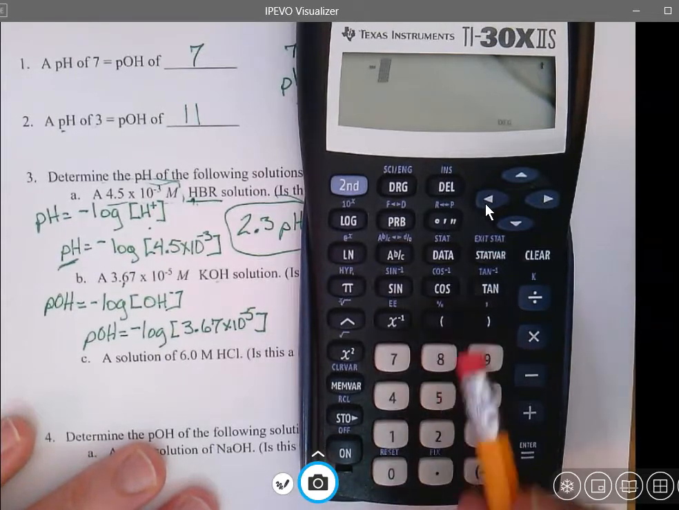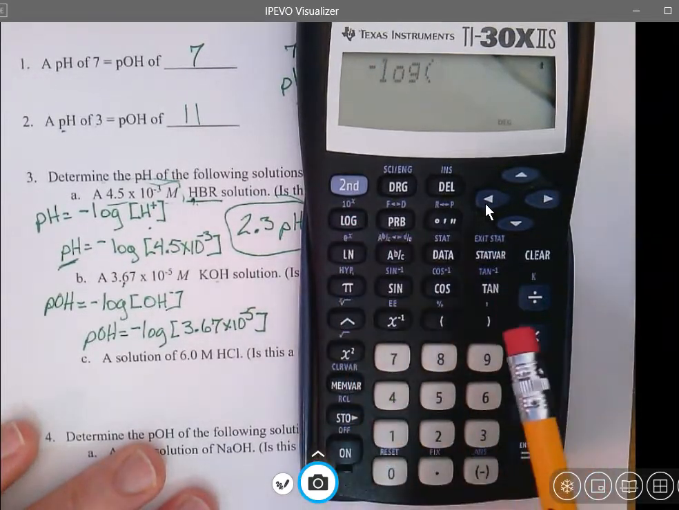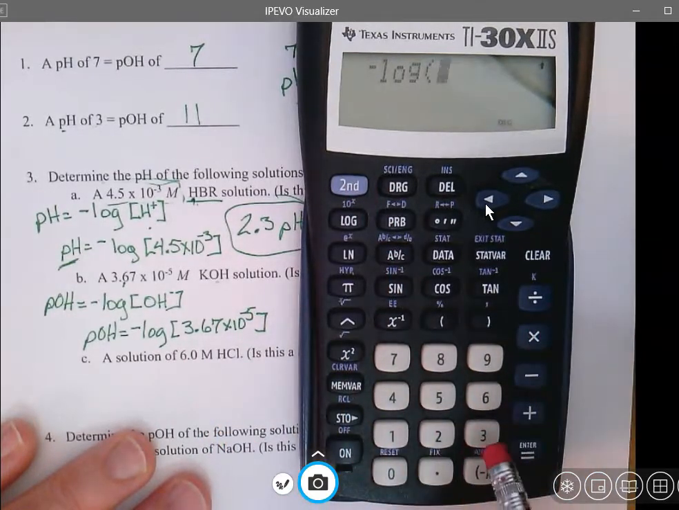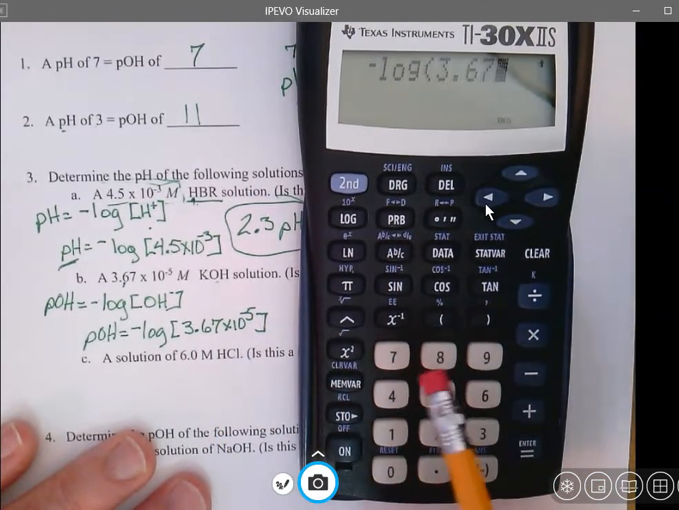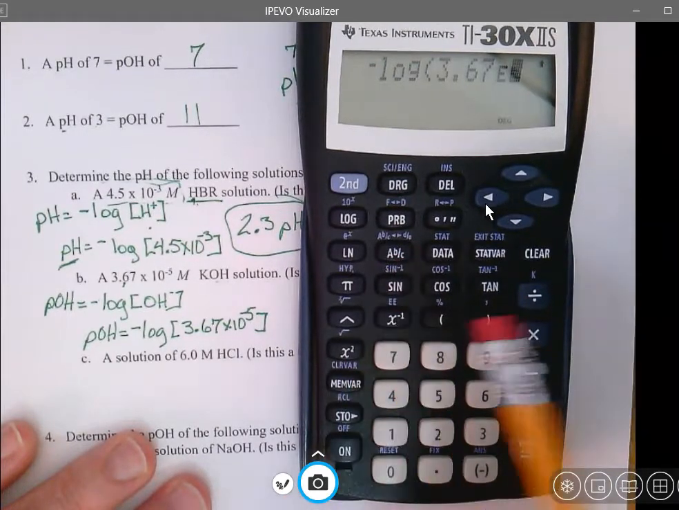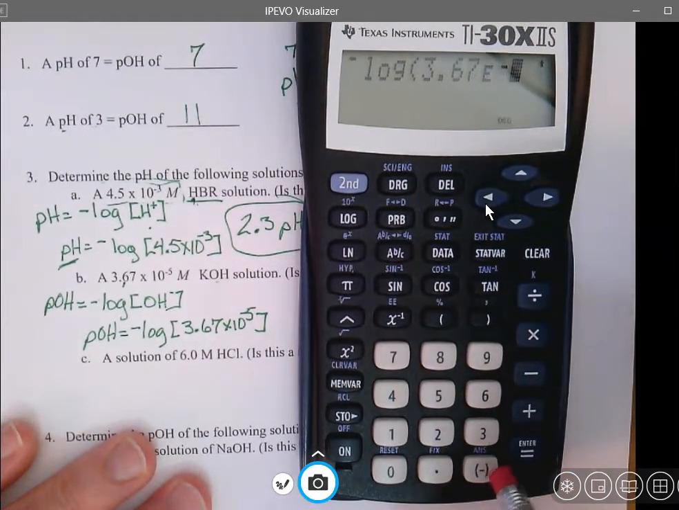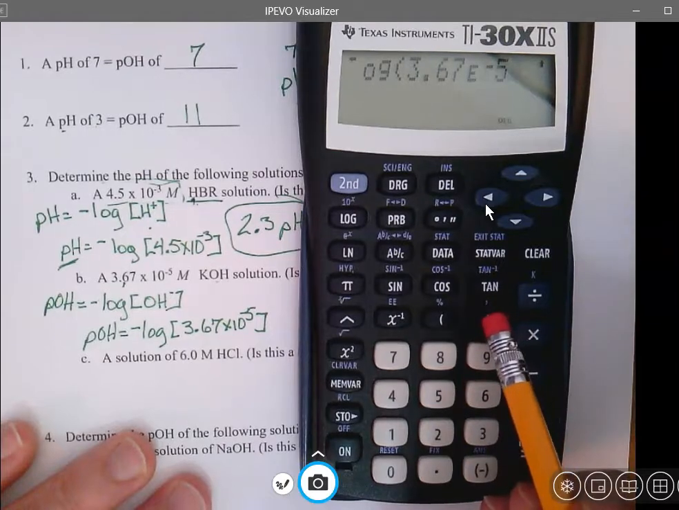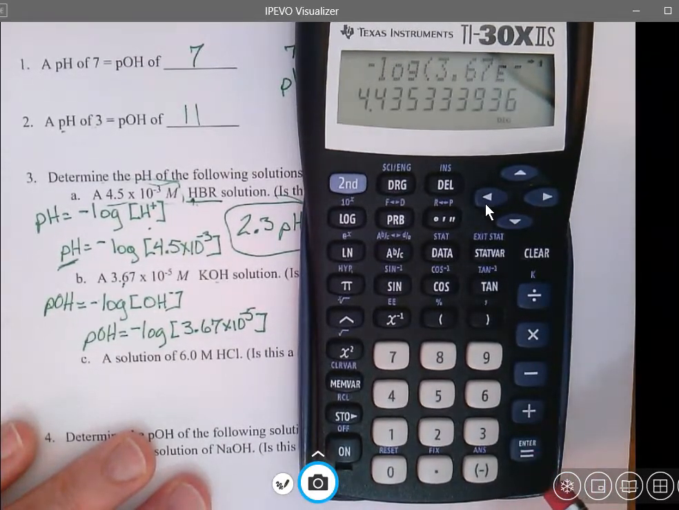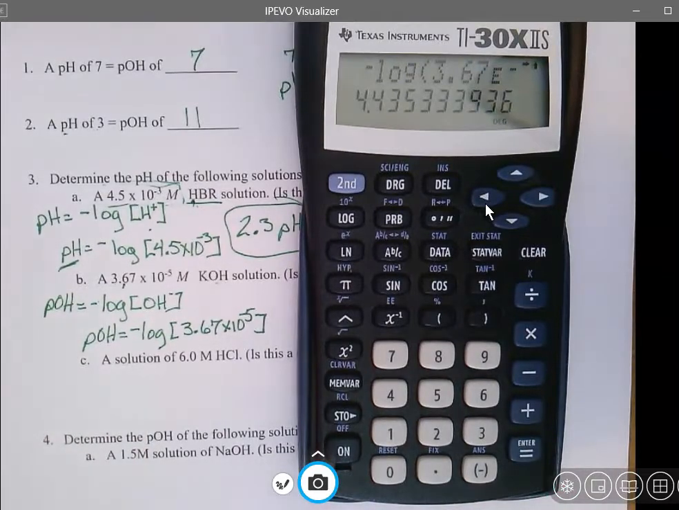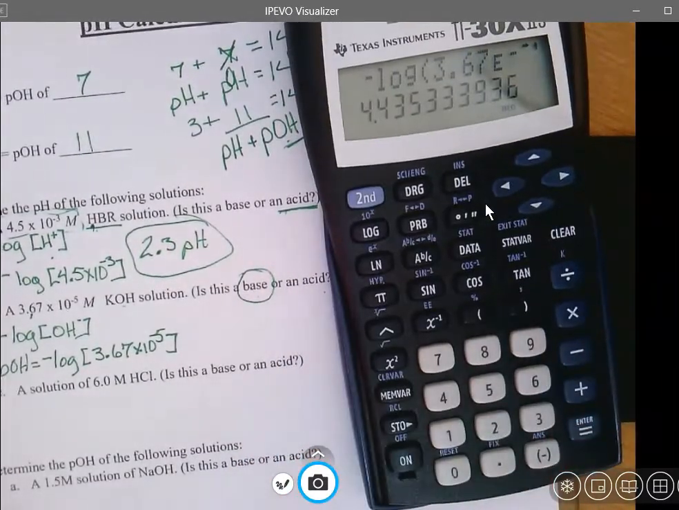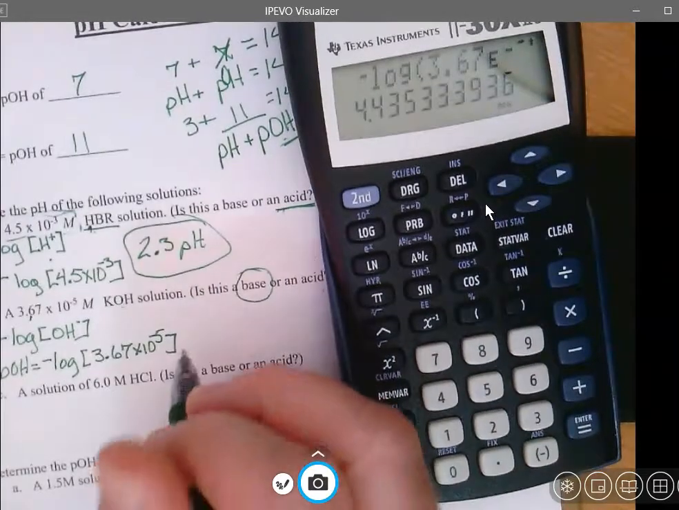Hit the negative log and then 3.67, second double E key, -5, end parentheses, and you get this number right there, 4.43. And so remember, this is our pOH.